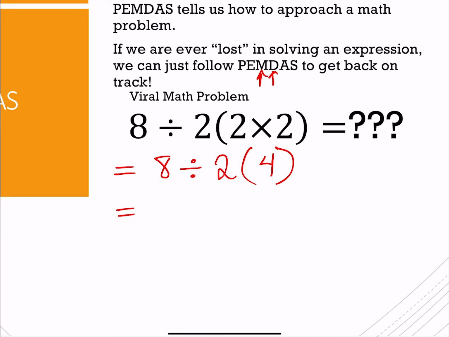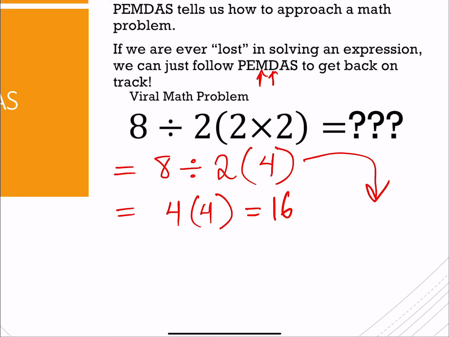So what do we do first here? Which one comes first? Division. The division comes first. So here we have 8 divided by 2 first before we do the 2 times 4. And 8 divided by 2 is going to be what? 4. And now we have 4 times 4. And 4 times 4 is going to be what? 16.